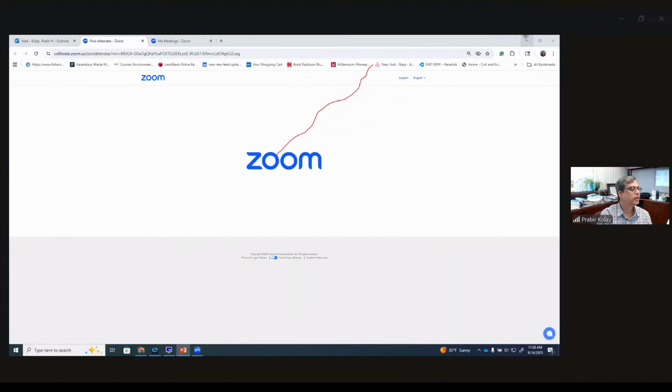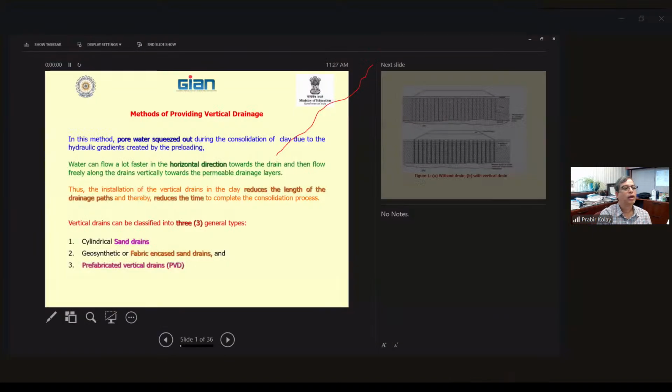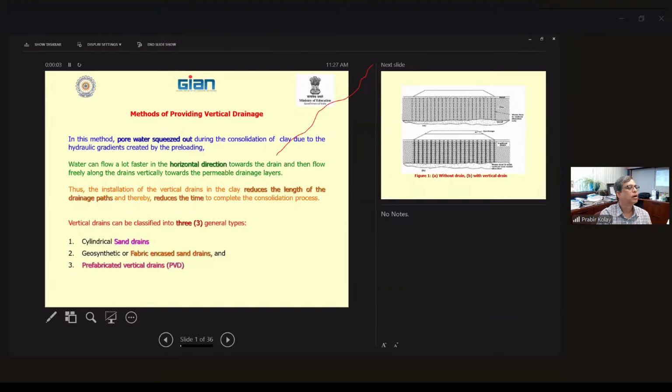Can you see the screen now? Can you see the screen? Zoom is written on the screen, right, sir? Can you see now? Yes, sir. Slides are visible again. Slides are visible. Okay.